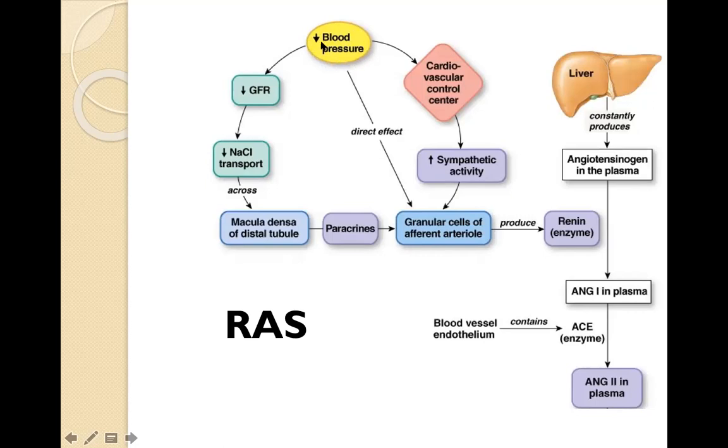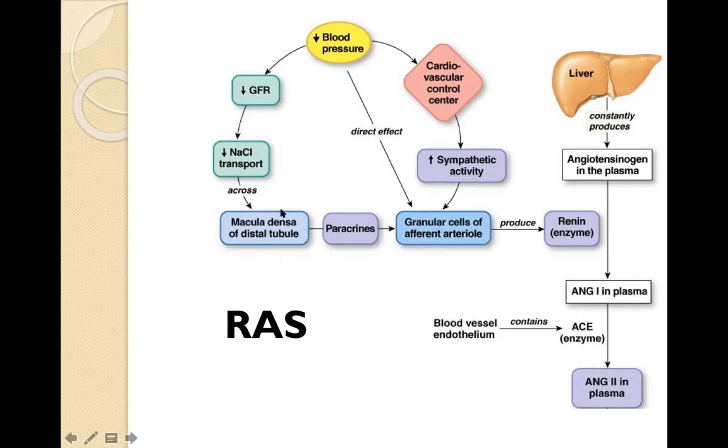And low blood pressure will result in a lower GFR. And we know that. A low blood pressure means that there's less blood going into the glomerulus. And with less blood going into the glomerulus, there is a decreased hydrostatic pressure in the glomerulus. So you decrease glomerular filtration. What that does is it actually reduces the sodium chloride transport that is occurring across the macula densa of the distal tubule.